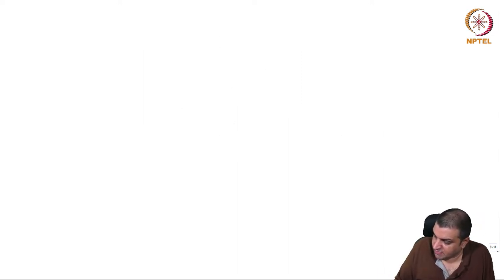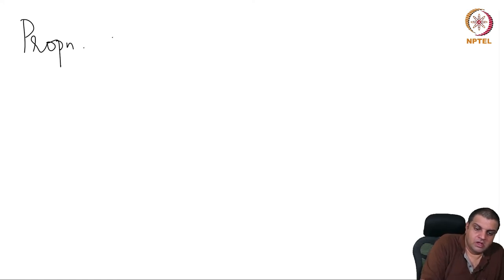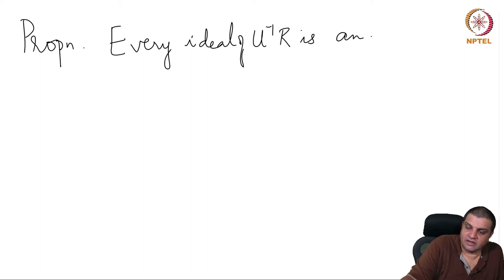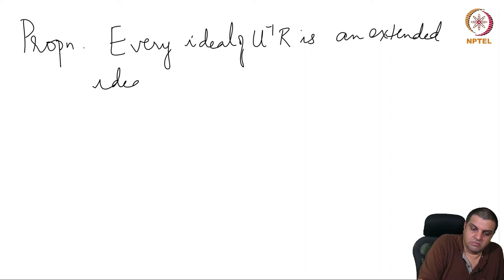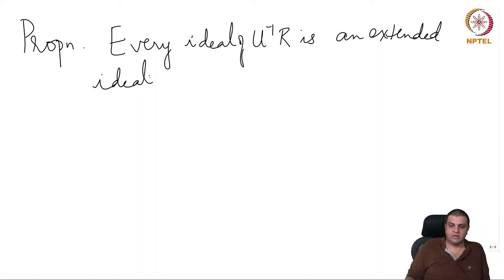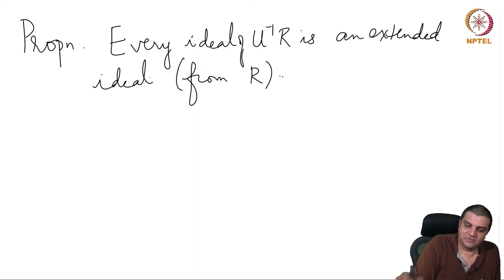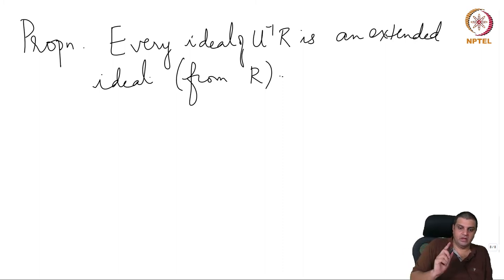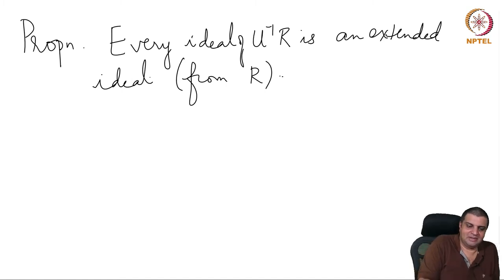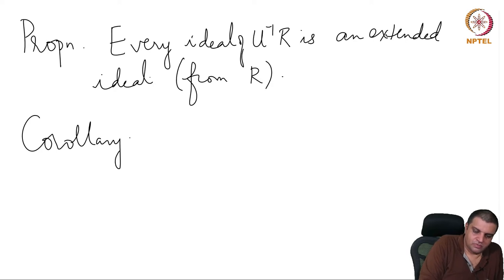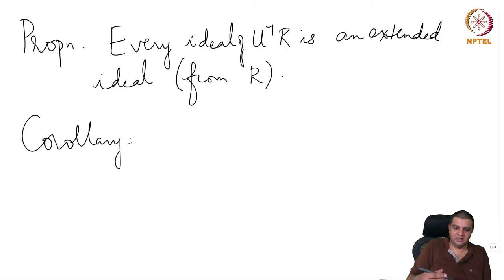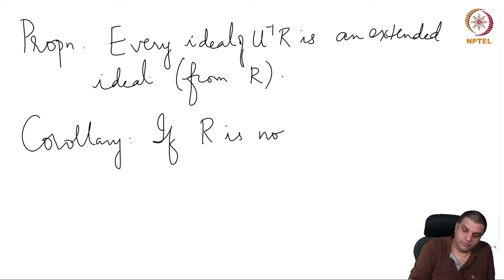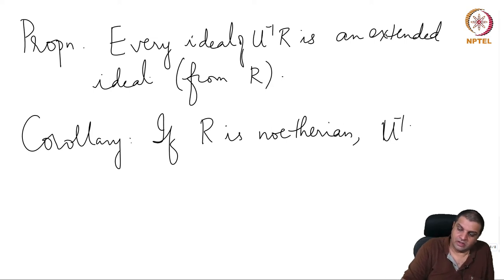What property does this ring have? Proposition: every ideal of U inverse R is an extended ideal. In other words, whenever J is an ideal here, there is an ideal in R whose extension gives J. This might sound like a curiosity, but it has an important application. We'll prove the proposition. This is the first time we are coming across this notion of working with fractions, so I will do it so that we become familiar with that. It has an important application: if R is Noetherian, then U inverse R is Noetherian.